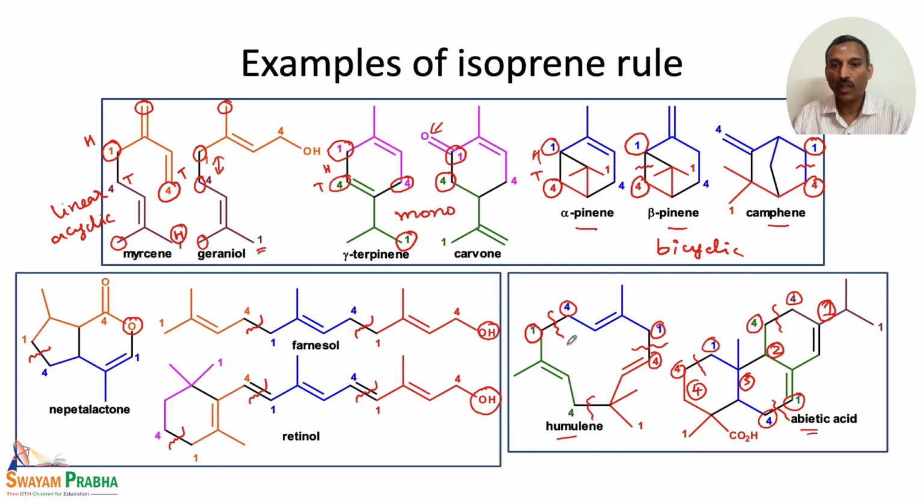If you look at this, one isoprene unit is shown in blue color. There is another isoprene unit shown in red color, and the third isoprene unit is shown in green color. So we have three isoprene units combined together to give humulene. Based on that, we can break every terpene into simple isoprene units using this isoprene rule.